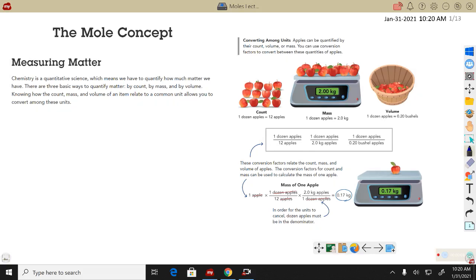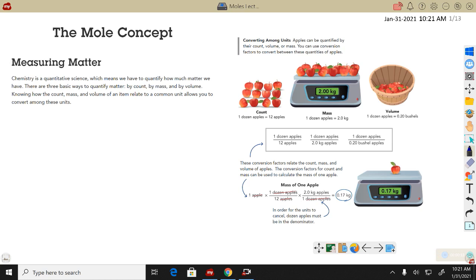The chemistry we've done so far this year has been very qualitative. Now it's time to look at the quantitative side of chemistry. It is a very quantitative science in that eventually when we do reactions, we're concerned with quantities.